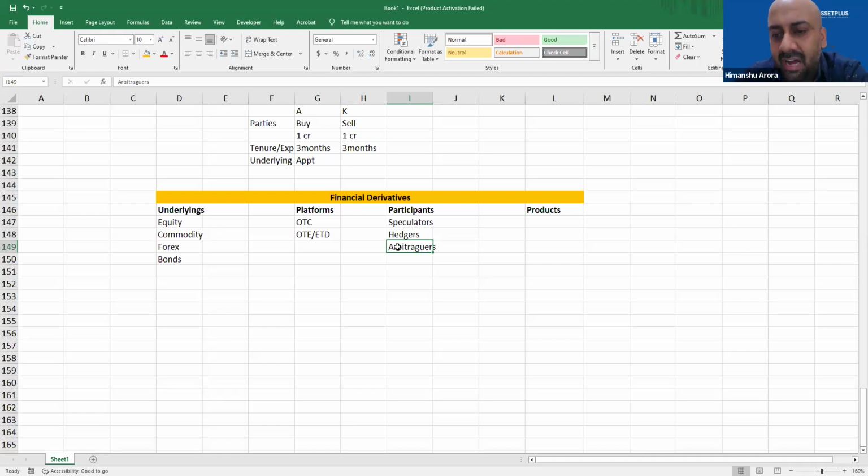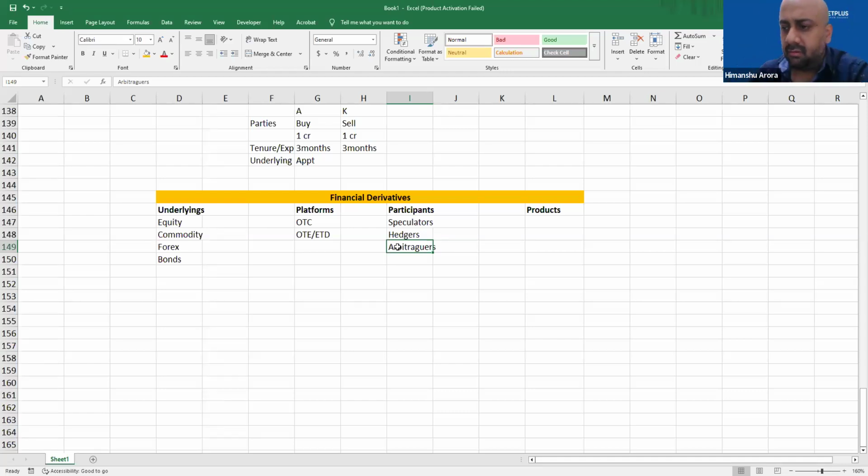Anyways, so arbitrage. What's an arbitrage? An arbitrager believes in the principle of one financial product is equal to one price. Like NSE pe 100 rupees, so BSE pe why is it trading at 102 rupees? Someone will buy at NSE, sell at BSE. It is only a theoretical example for now.